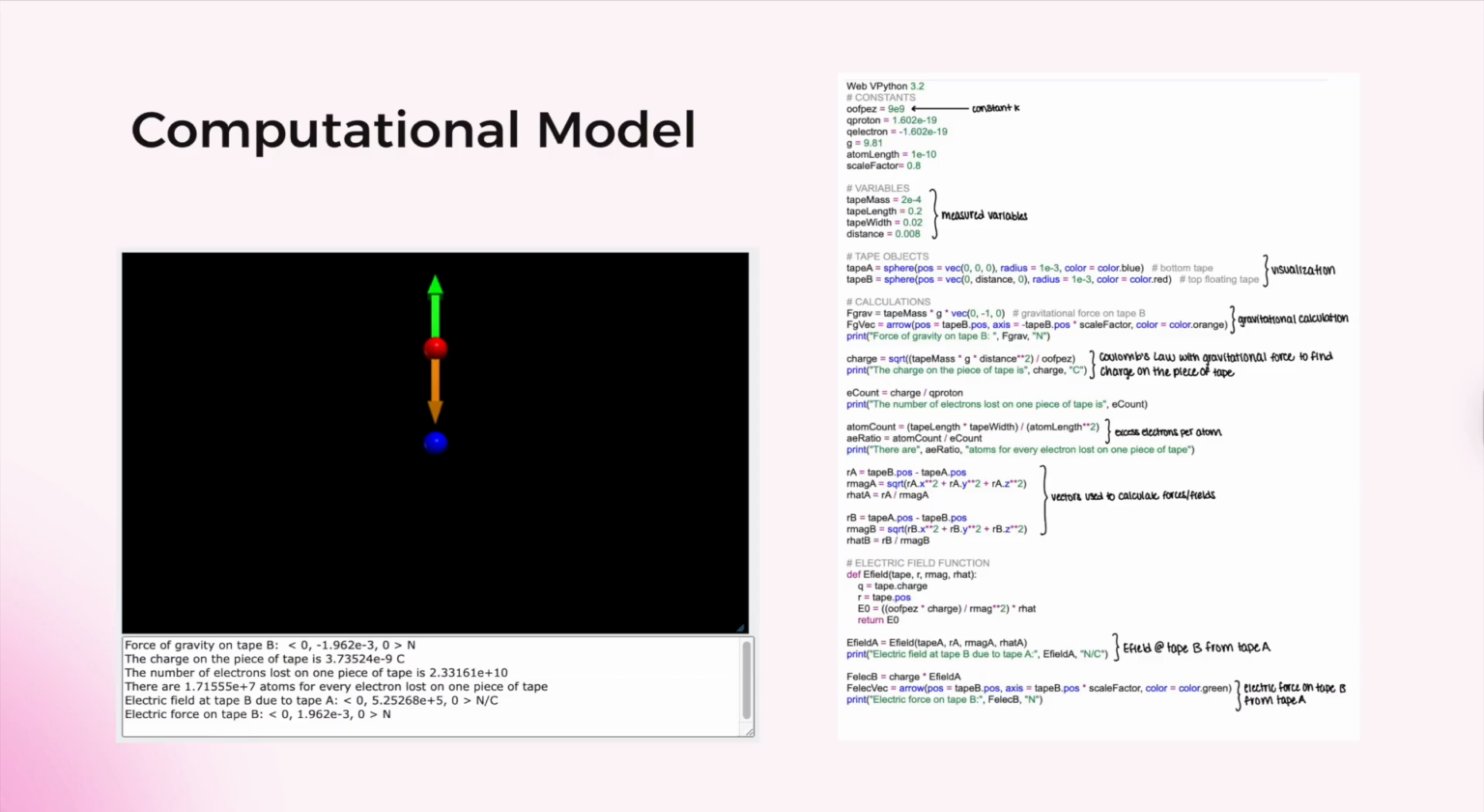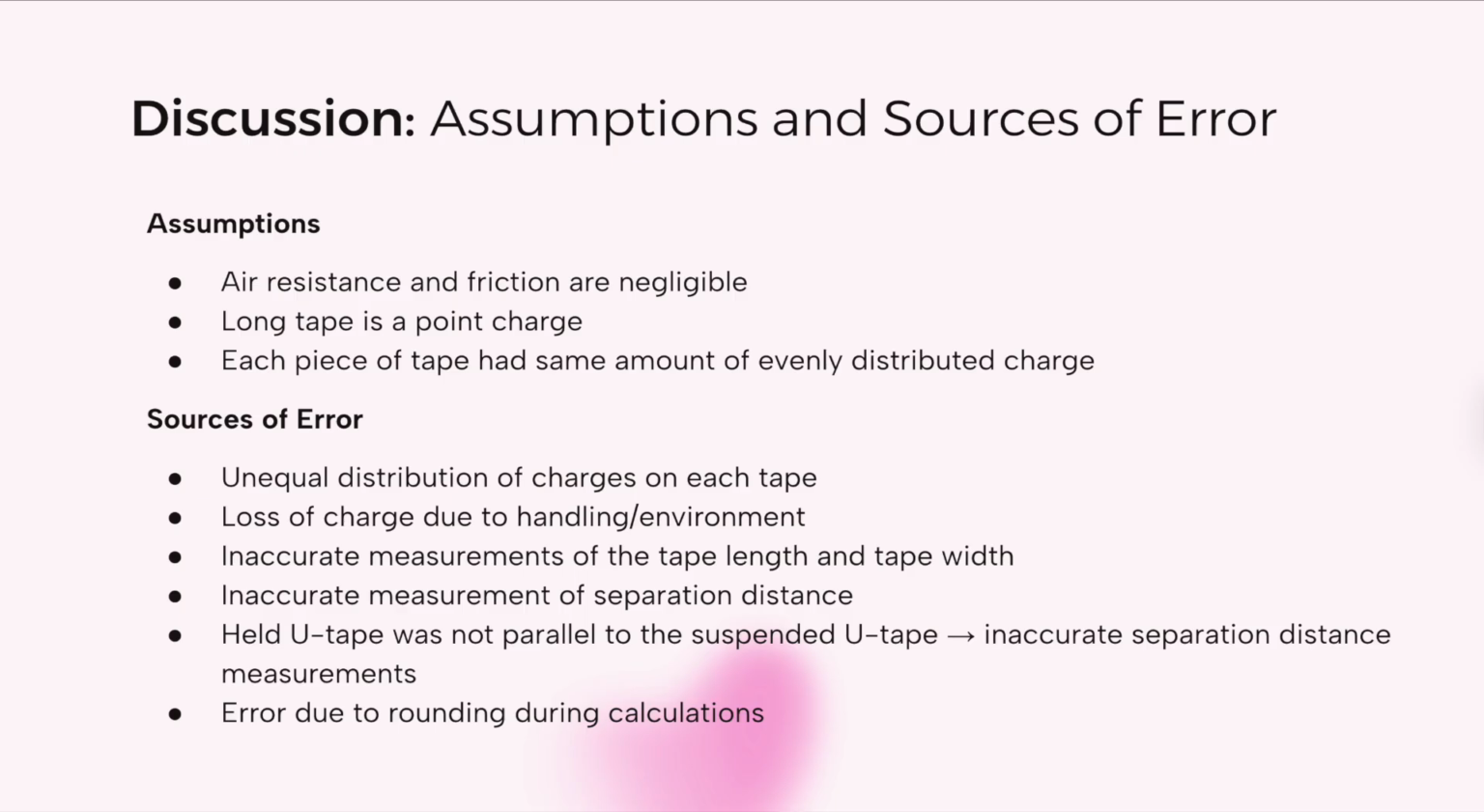Here's the breakdown of a computational model I created using the scenario we observed during lab along with the specific measurement. Of course, our model did have some assumptions, including equal charge distribution, negligible air resistance, and accurate measurements. In reality, charge could have been unevenly spread, or some lost through contact with hands or the environment.